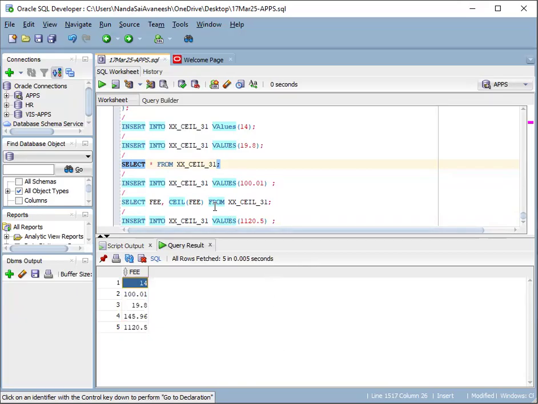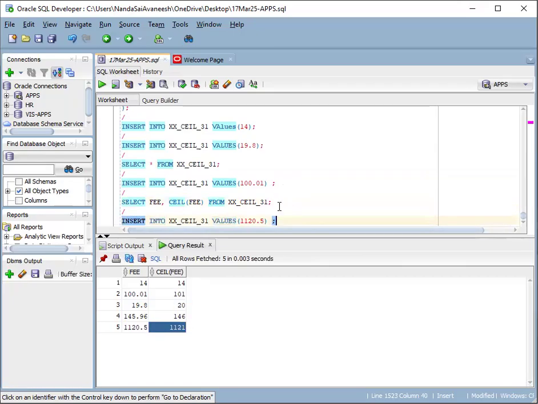Now I am going to use the same function here. Select fees comma CEIL of fees from the XX_ceil_31 table. See the difference here. Okay. 14 is 14. 100.01 becomes the next highest value, 101. 19.8 is 20. 145.96 is 146. And 1120.5 is 1121. That means it will be considered as the next highest value.